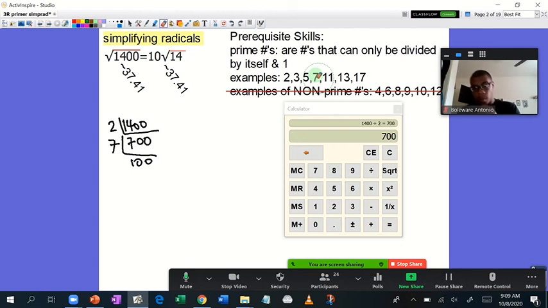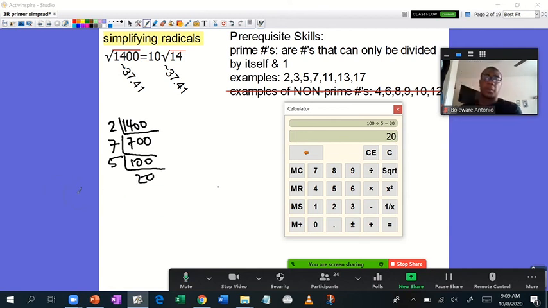And what's now our eyeball is on the 100. What goes into 100? We can use 2 again, but let's use something different. Let's use 5. 5 goes into 100 20 times, because 100 divided by 5 is 20.